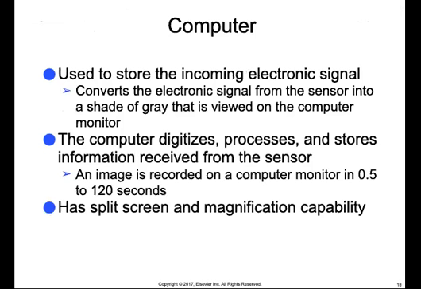In digital imaging, a computer with imaging software is used to store the incoming electronic signal. The imaging software is responsible for converting the electronic signal from the sensor into a shade of gray that is viewed on the computer monitor. The imaging software digitizes, processes, and stores information received from the sensor. And an image is recorded on a computer monitor in 0.5 to 120 seconds, which is far less time than required for conventional film processing.